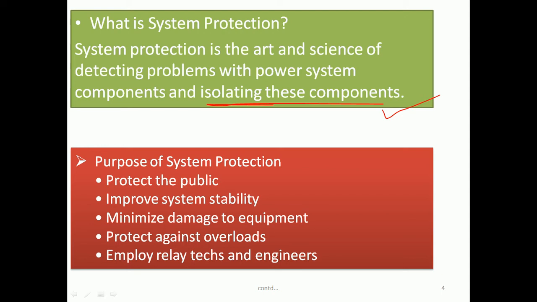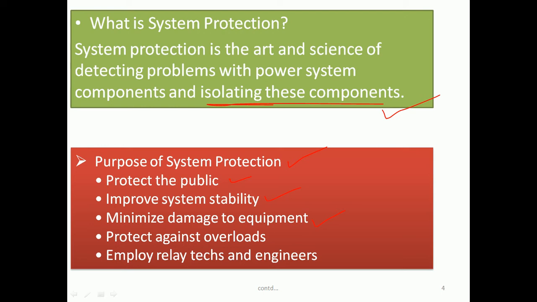Now what is the purpose of protection? The purpose of protection is to protect the public so that there is no accidental case, and to improve system stability, so that any fluctuation like over voltage, under voltage, sudden removal of load, or sudden addition of load over a system does not disturb the stability of the system. It also minimizes the damage to the equipment connected, like relays, isolators, circuit breakers and other protecting devices.